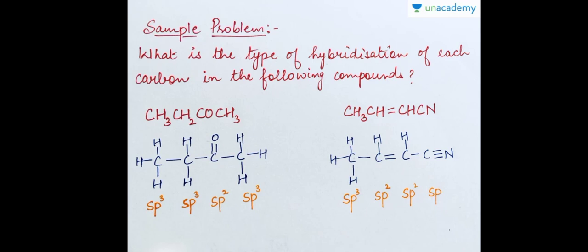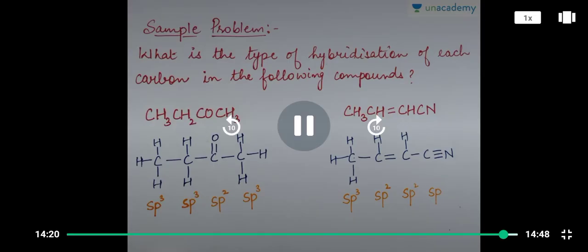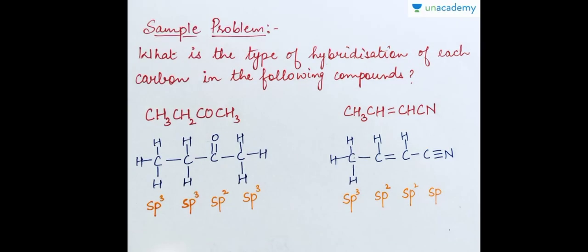Whereas this carbon contains 3 sigma bonds and 1 pi bond. 3 sigma bonds mean sp2 hybridized orbital. Similarly, you can calculate for this one. In this carbon, there will be 2 sigma bonds, 2 pi bonds. Therefore, it will have a hybridization of sp.